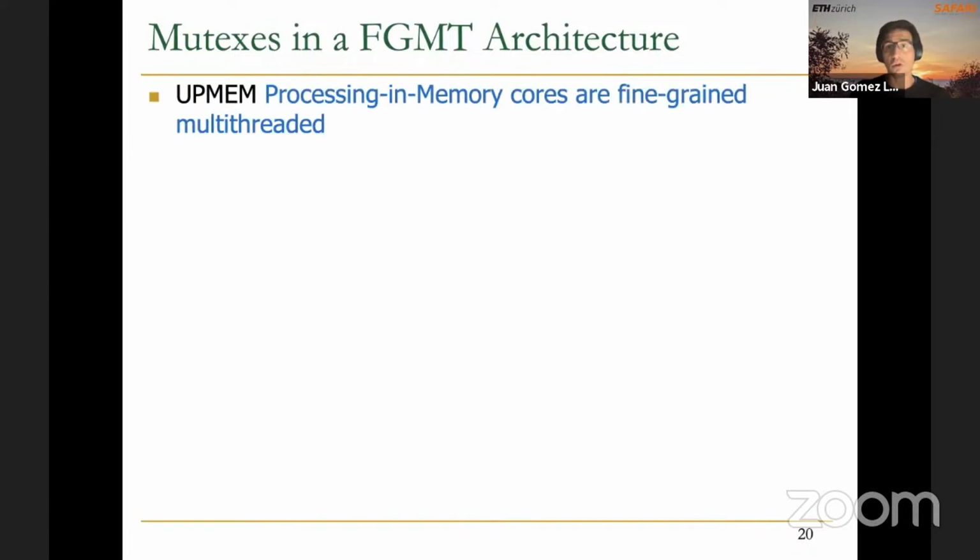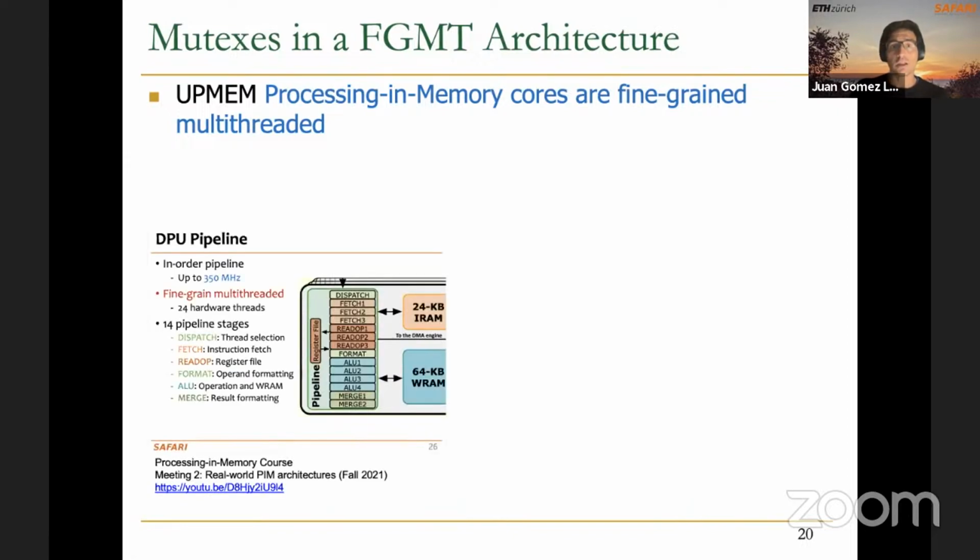One example of a fine-grained multi-threading architecture that uses mutexes is the UPMEM PIM architecture. The processing-in-memory cores that the UPMEM architecture has are fine-grained multi-threaded. They can execute multiple threads cycle after cycle, with up to 24 threads because they have 24 thread contexts. Every single cycle, the dispatch unit fetches one new instruction for a different thread from the instruction memory and executes it on the pipeline.